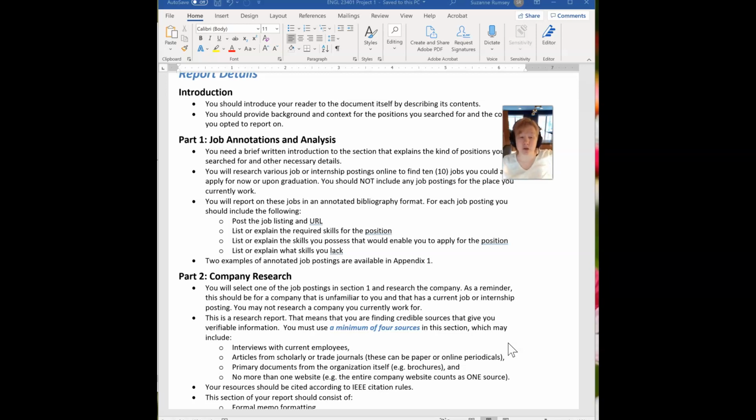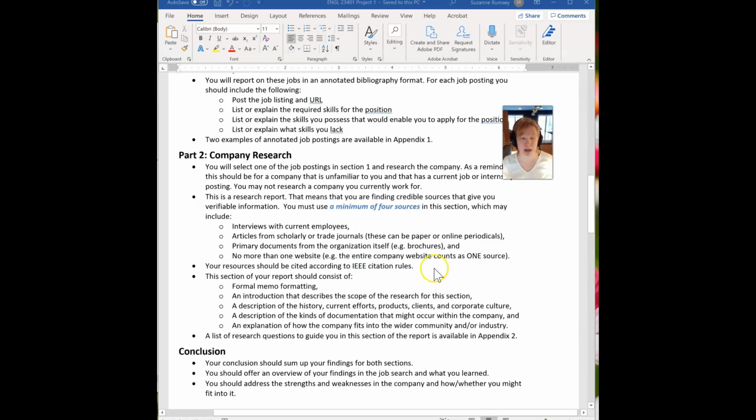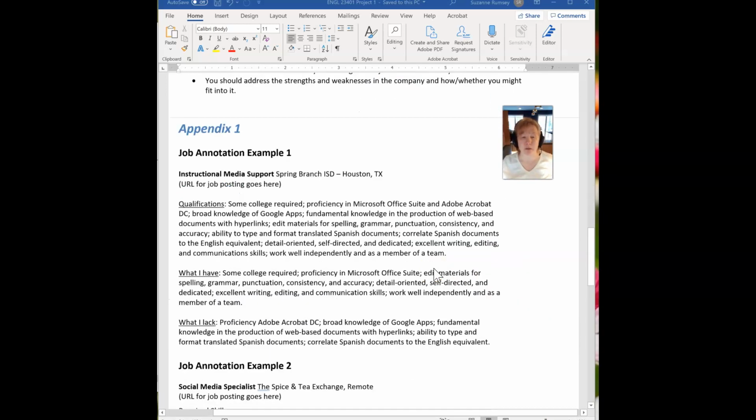So I've included two examples of annotated job postings in Appendix 1, and I'm going to go ahead and scroll down to it now so I can show you. These were done by some professional writing students who are English majors, so the job postings are a little bit different than maybe what you'd be looking for, but you can see how two different people did it. This one was looking at an instructional media support person, a position in Houston, Texas. They wrote it in a paragraph, with sort of a note paragraph. They could have done this in a list. So qualifications he or she already had, what's required, what they already have, and what they lack.